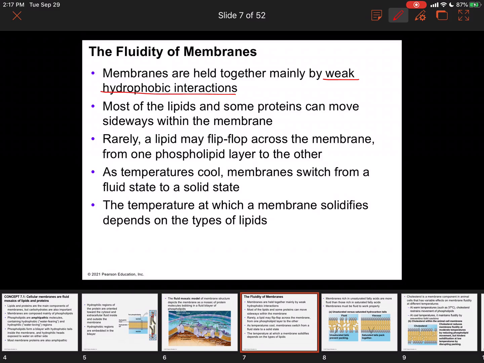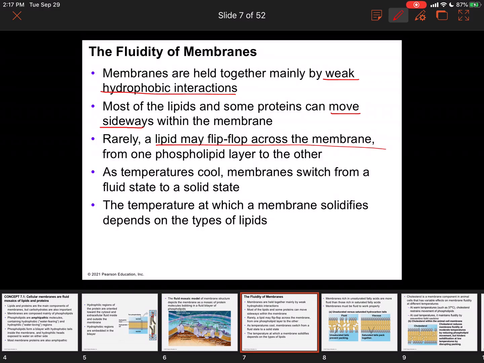If the cell membrane needs to, some of those phospholipids need to move side to side, then they can break a bond. Other molecules can come through, and then they can reform that bond. It says most of the lipids and some proteins can move sideways. So we know they can move sideways within the membrane. It will allow certain molecules to pass through freely. And those lipids may even flip-flop across the membrane if they break a bond and something stronger comes along and pulls them across the membrane.